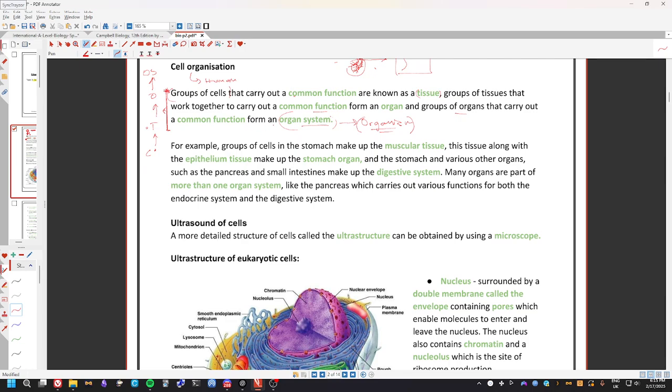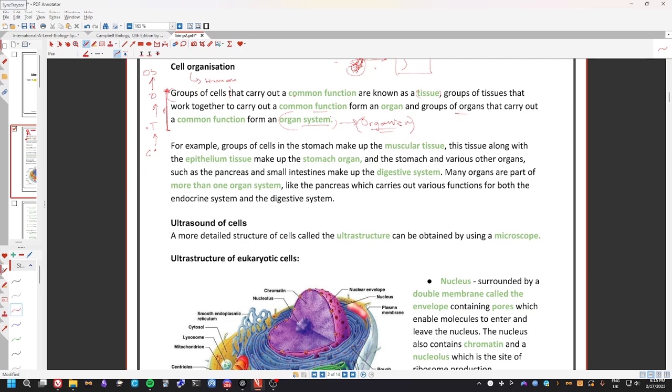Some organisms don't have organ systems, some don't have organs, some only have tissues, some only have cells. Now, here is an example: groups of cells in the stomach make up muscular tissue, and that tissue alongside the epithelial tissue makes up the stomach organ, and the stomach and various other organs such as the pancreas and the small intestine make up the digestive system.